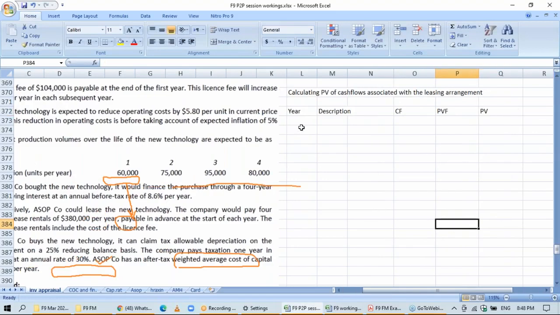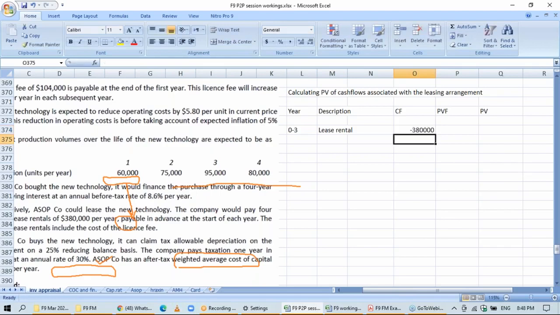Okay, students, in case of lease, they have to make the payment immediately. So there will be a total of 4 payments. This is a 4-year project. So the first payment will occur in year 0, then in years 1, 2, and 3. So from 0 till 3, 4 payments will occur, and these are the lease rentals that will be paid. The cash flow amount will be 380,000.